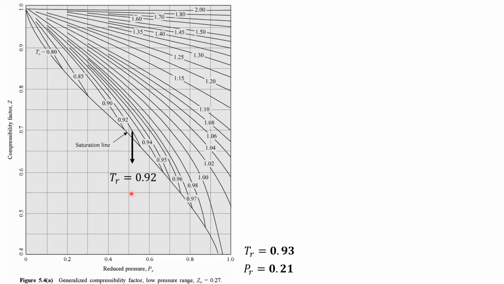So this is Tr equal to 0.92. We can draw a line from this point which will cut this line, and we can go a little bit higher to this line that should remain between Tr equal to 0.92 and Tr equal to 0.94. Then we can draw a line towards the left hand side which will give the value of Z. So value of Z equal to 0.89.